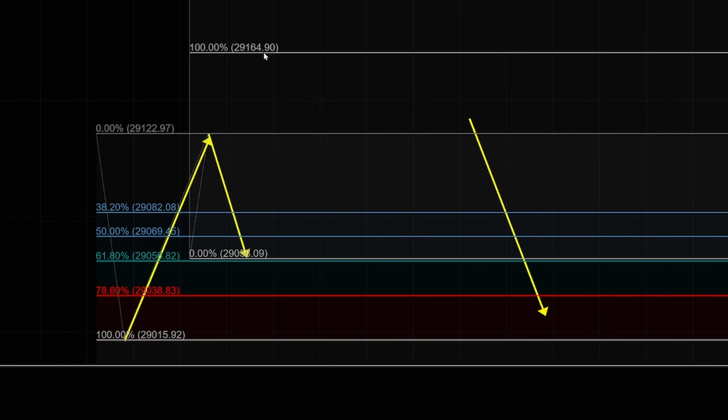And notice where this target is going to be. It's going to be right up here at 29,164 at the 100% Fibonacci extension level. But I want to caution you guys, because sometimes we do go a little bit further, but if we want to be more conservative with our targets, this is a more reliable target.